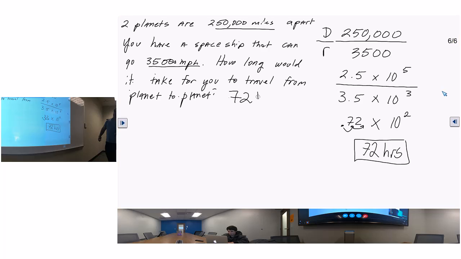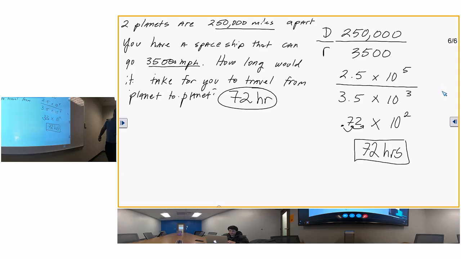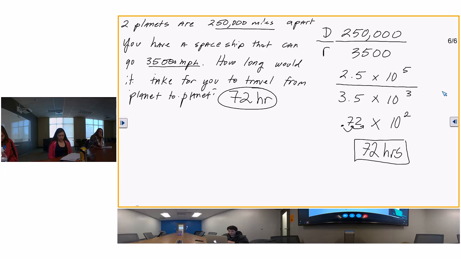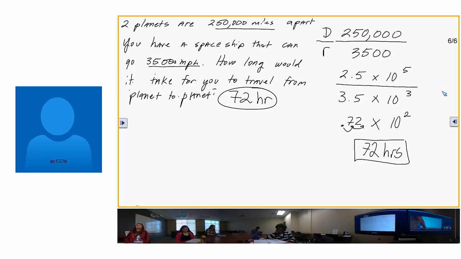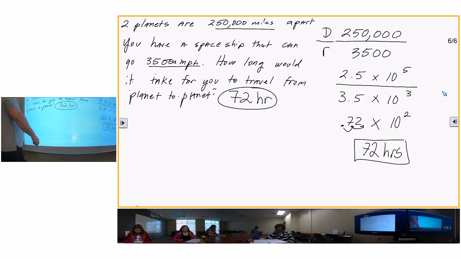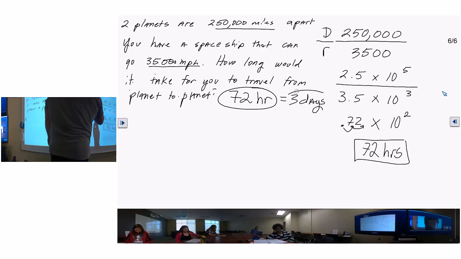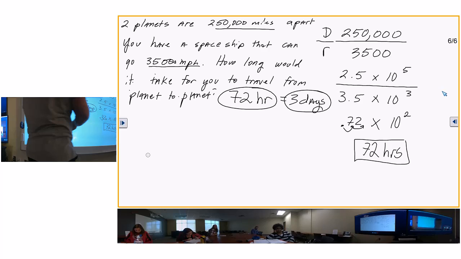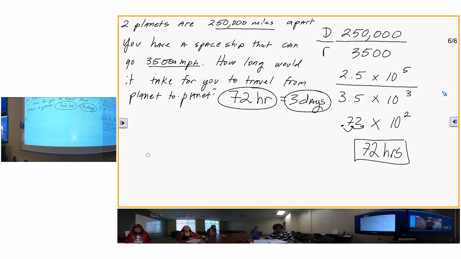So 72 hours it would take to go from planet A to planet B, which is basically what? 3 days. What is 24 times 3? 72. Okay, 3 days. And you're actually flying because you're going 3,500 miles per hour. It's kind of unthinkable, but that's what you're doing.